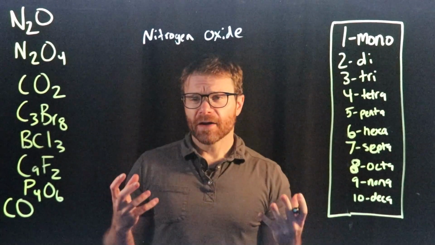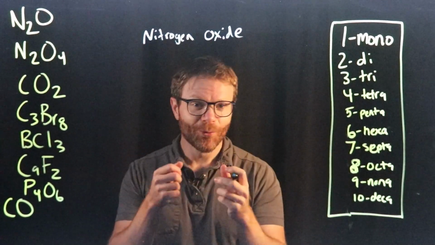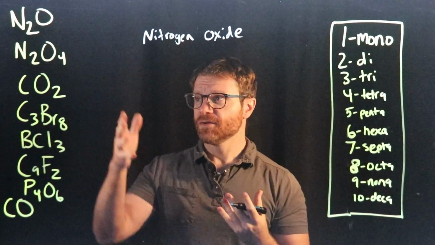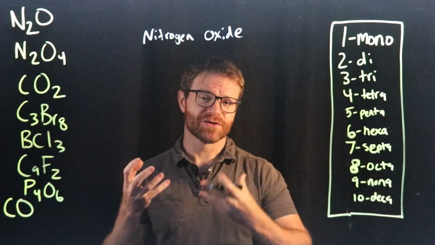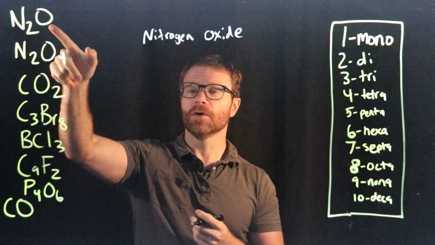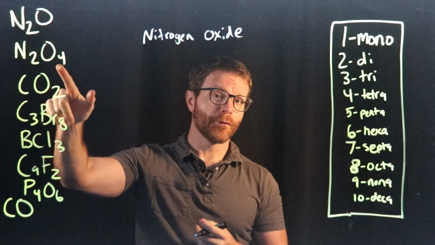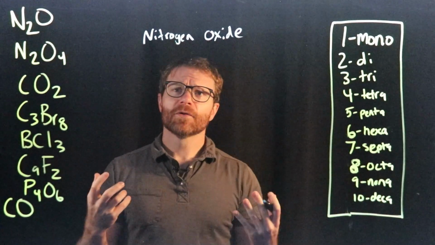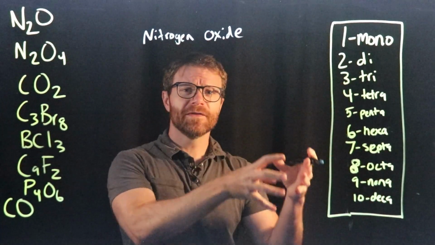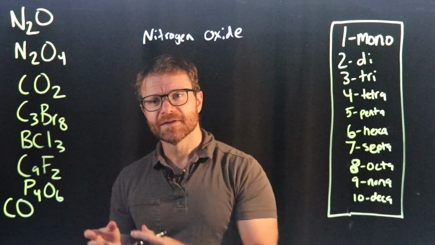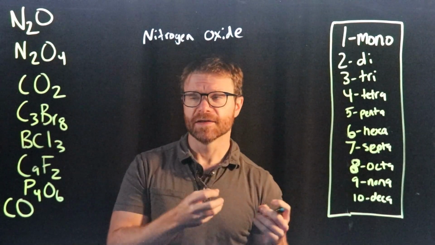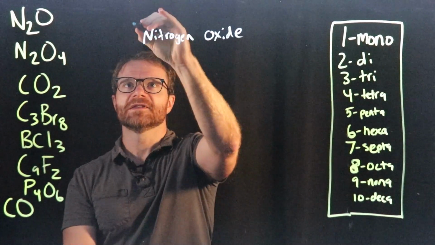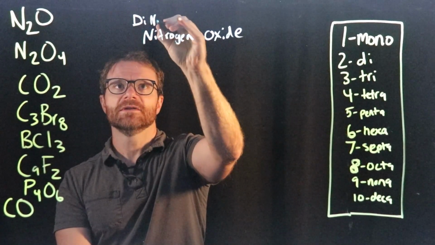And that's because with ionic compounds, there's only one way of putting the compound together. With covalent compounds, as you can see, there's a couple different ways of putting nitrogens and oxygens together. We could have N2O, we could have N2O4, there could be N2O5, we could just have NO. There's many different ways, so we need to use our number prefixes to tell you exactly how many nitrogens and exactly how many oxygens there are in this molecule. So, since there's two nitrogens, we're going to call this dinitrogen.